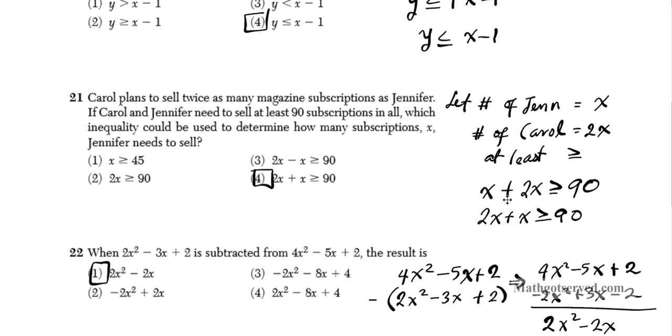So you put them together: the sum, x plus 2x, has to be greater than or equal to 90. Using the commutative property, we can express x plus 2x as 2x plus x greater than or equal to 90. So you can clearly see that option 4 is our answer here.